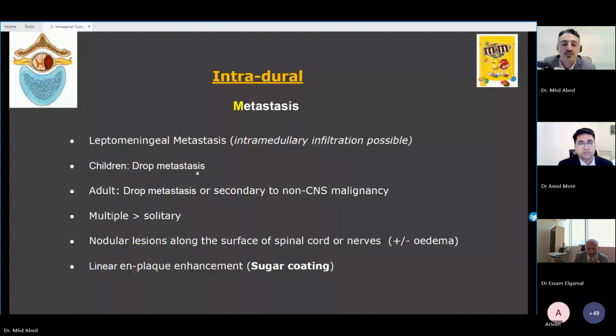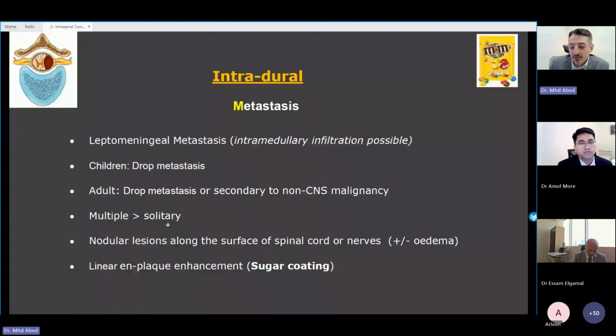cord. If we are dealing with a child, most likely these leptomeningeal or intradural metastases are drop metastases from an intracranial tumor, most likely medulloblastoma. But if we are dealing with an adult, most likely it is secondary to a non-CNS malignancy, or it could also be drop metastasis from a brain tumor like glioblastoma.